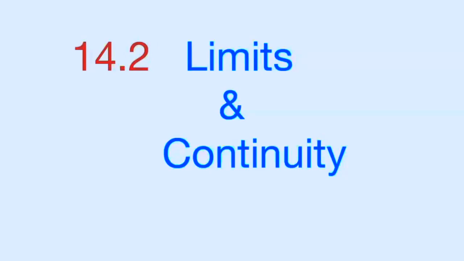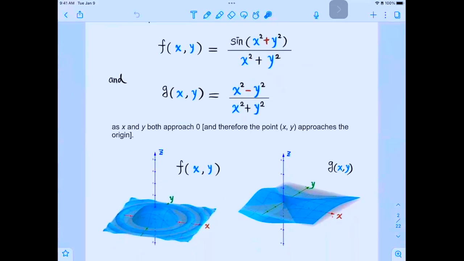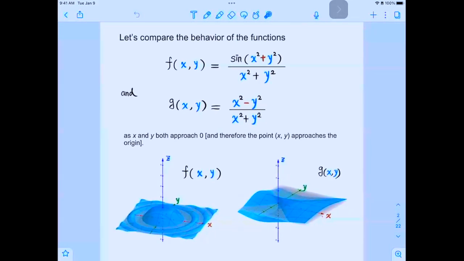In 14.2, we talk about limits and continuity. Now we have two functions, right? So we have this function and this function. I also gave you the graph for the two functions. I use the graph from graphing F to graph the two. This is the graph for F, this is the graph for G. We can visualize it in 3D.